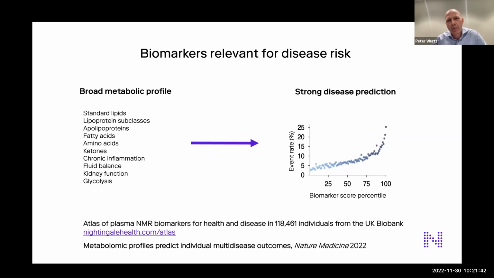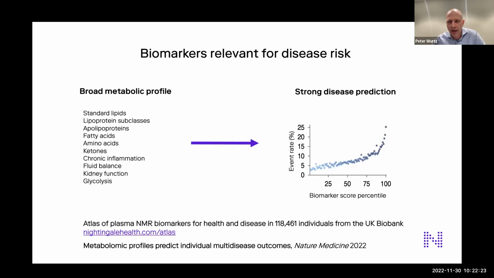So what do you get from the biomarker profiling? What you really get is biomarkers that are relevant for future disease risk. A broad metabolic profile, including lipid measures, apolipoproteins, fatty acids, and a range of small molecules like amino acids and ketone bodies. Together they cover different metabolic pathways like inflammation, fluid balance, glycolysis. That combination of different metabolic pathways in a single measurement really allows quite substantial disease prediction, much better than individual biomarkers, when you combine the biomarkers into scores.